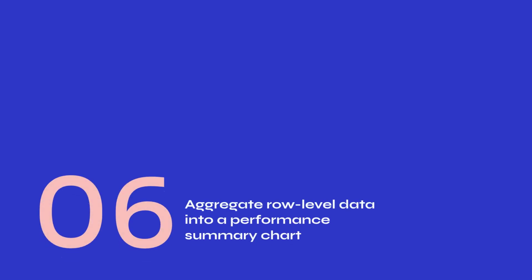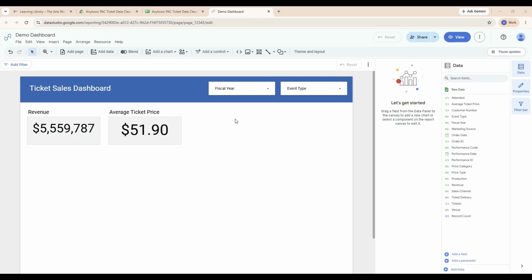Now I'm going to show you a more complicated trick, and that is how to take your very granular row level data and aggregate it into a summary chart right here within Data Studio so that you don't have to add multiple files to get those summaries. So for example, for performance level metrics, we need a table that is going to sum up all of our values and group them by performance instead of by each transaction. The next metric I want to add is the capacity percentage.